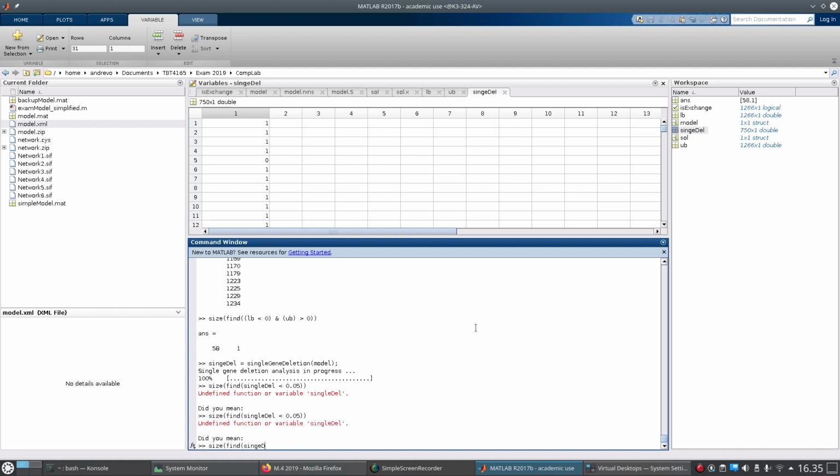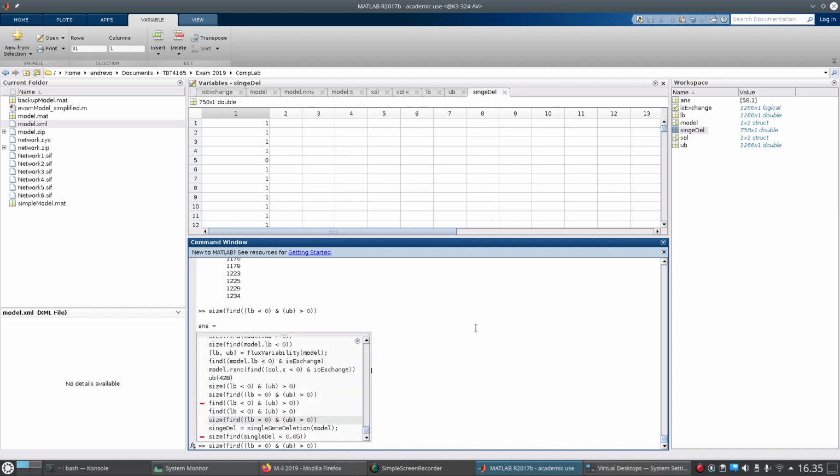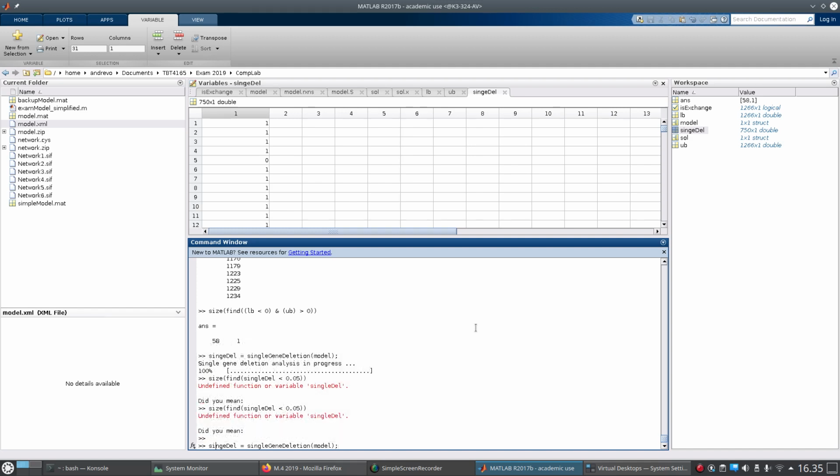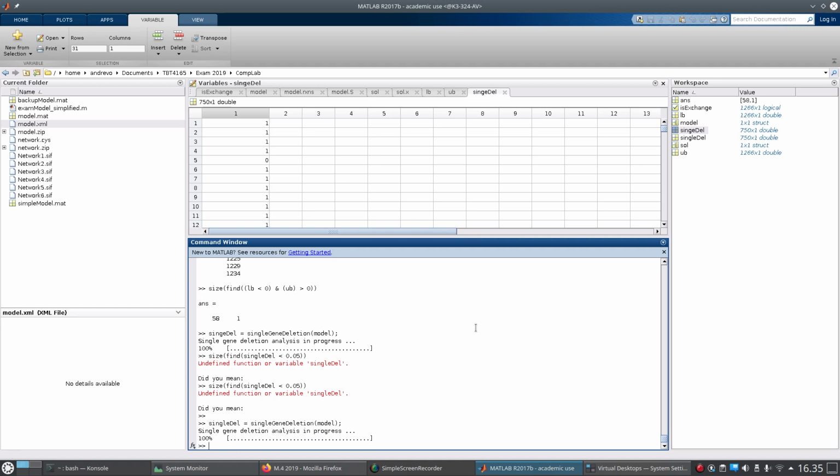Find single. Did I not? Oh, it was the other way around. Whatever. Okay, let's just do it again so it has the right name. I could have just renamed the variable, but it's done now.